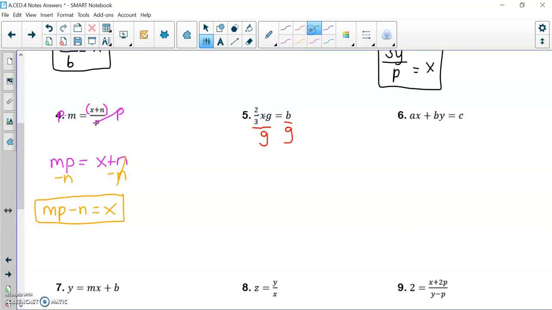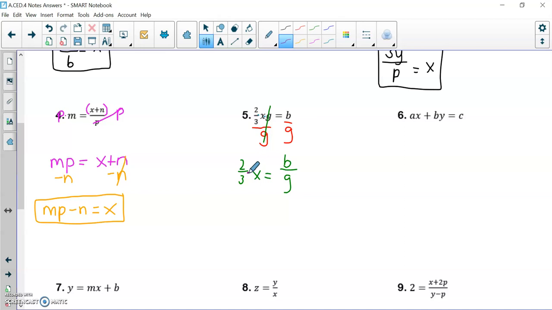Actually, I'm going to show you 3 different ways to do this problem. So then I have 2/3 x is equal to ab over g. And remember I told you guys that we should never ever divide by a fraction. So since this 2/3 is being multiplied by x, normally we would divide by that number on both sides. But I'm not going to divide by 2/3 because I should never divide by a fraction.